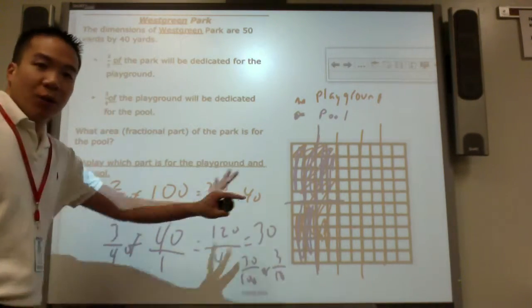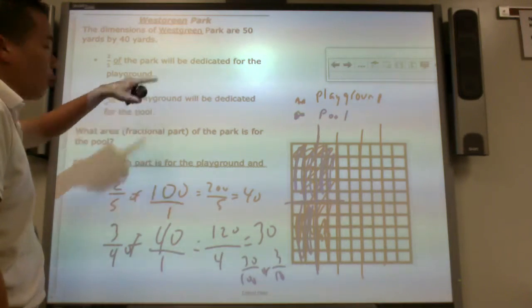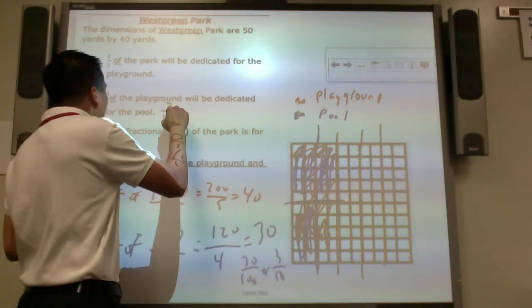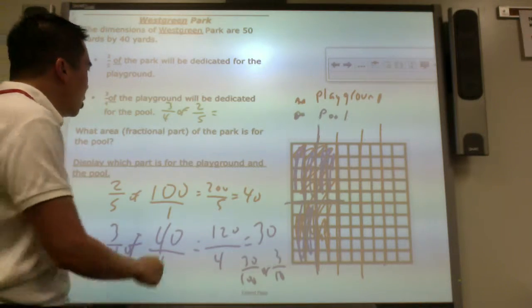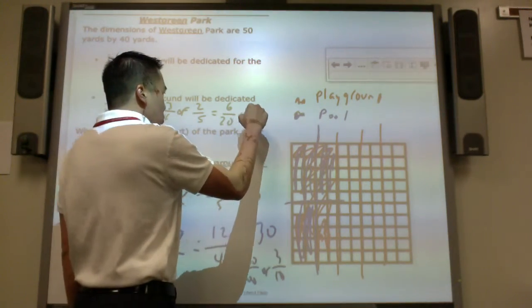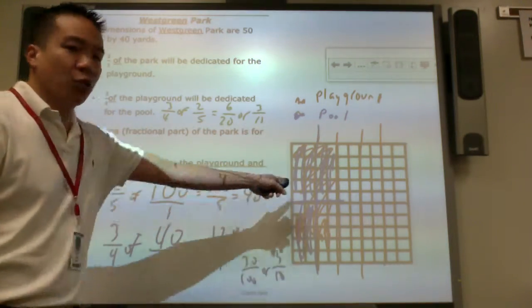Yes. Without using a model, we know 3/4 of the playground. And what's the area of the playground? The playground is 2/5. So 3/4 of the 2/5 will be used for the pool. So of means multiply, you multiply across, 6 over 20, we simplify to 3/10. So you still got the exact same answer without a model.